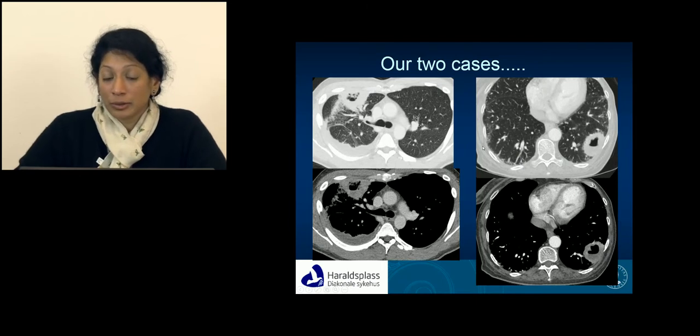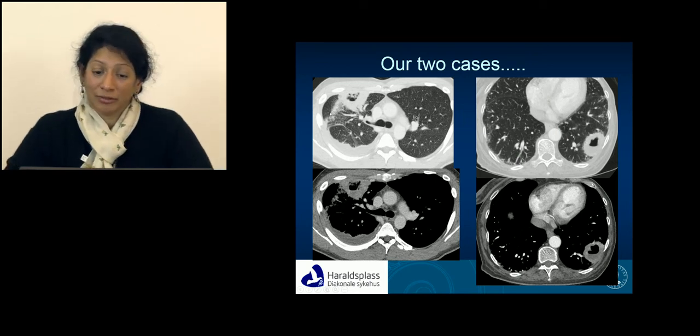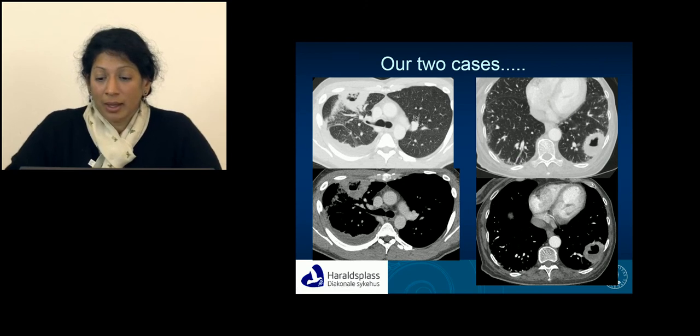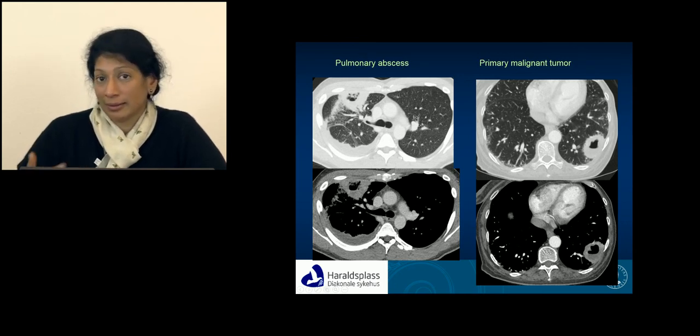Just to get back to our two cases, we have learned that patients who have a cavitary lesion with perilesional small nodules or consolidations, that is favored to be a benign lesion, whereas this lesion has no consolidations, so this could be a malignant lesion, so then we ask for the clinical information. And this is a patient who is 30 years old with a fever and cough, and this is an elderly patient with hemoptysis, and a patient is smoker, so it's highly likely that this is a malignancy, and this was pulmonary abscess, and that was correct.